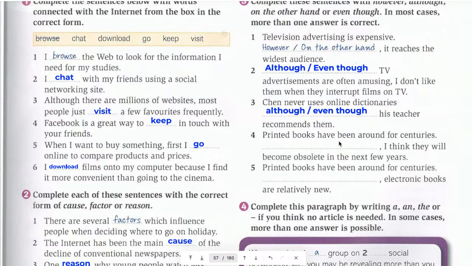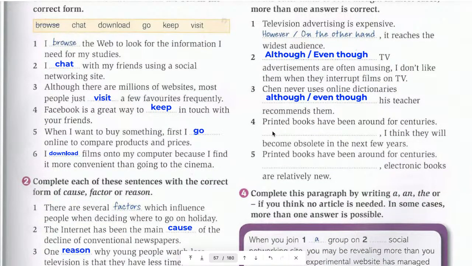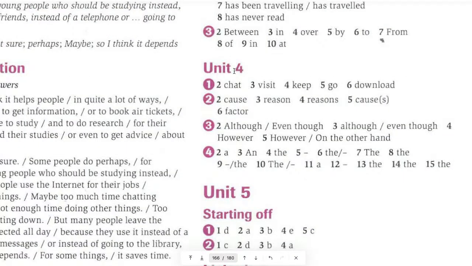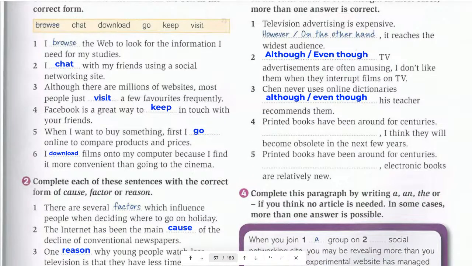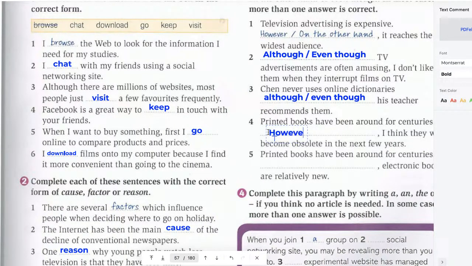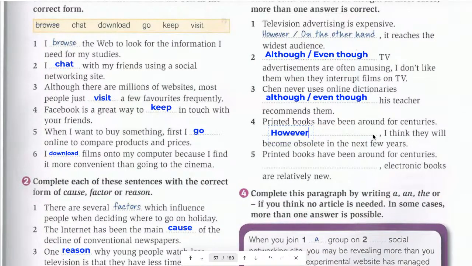Now number 4, what's the answer? Printed books have been around for centuries, and then you see a full stop. So what do we need to use here? However. Number 4, the answer is however. However, I think they will become obsolete in the next few years. Obsolete, what does that mean? Someone else, please. Printed books have been around for centuries. However, I think they will be obsolete in the next few years.